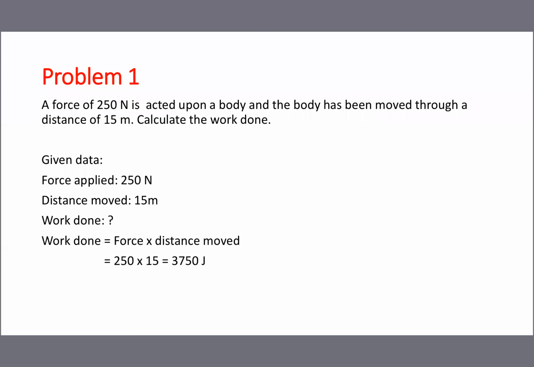Force value 250 Newton given, distance 15 meter given, work done question mark. Apply the formula: work done is equal to force into distance moved. So substitute the values, 250 into 15. If you multiply, you will get 3750 joule. Actually, you will get Newton meter, 3750 Newton meter. Newton meter is nothing but joule.